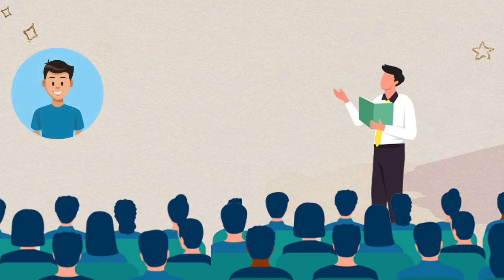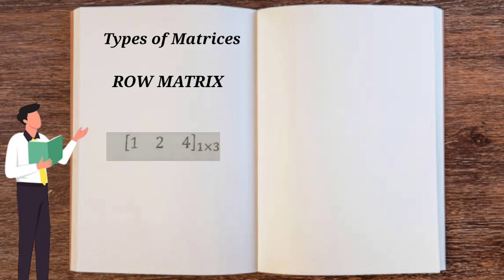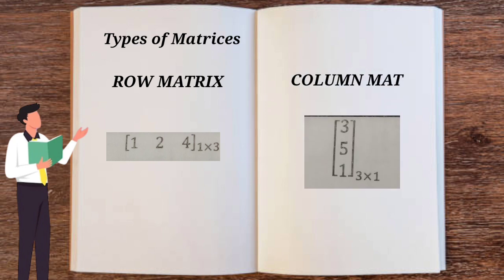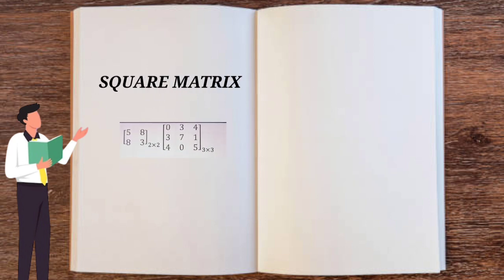How many types of matrices are we going to discuss, Luke? We have 6 types of matrices. The first one is the row matrix, a matrix with one row. Column matrix, a matrix with one column. Square matrix, a matrix with the same number of rows and columns.